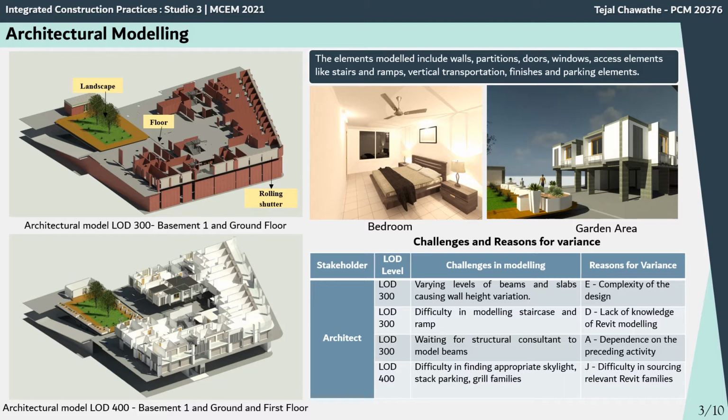And the challenges and the reasons for variance while modeling were documented. For example, for the LOD level 300, the varying levels of beams and slabs caused wall height variation, and these have been linked to the different reasons of variance that have been mentioned, like the complexity of the design. Similarly, there are challenges and reasons of variance for LOD 400 level modeling as well.